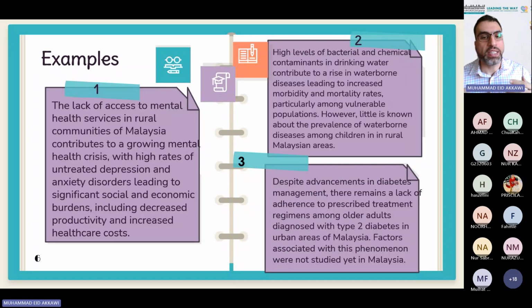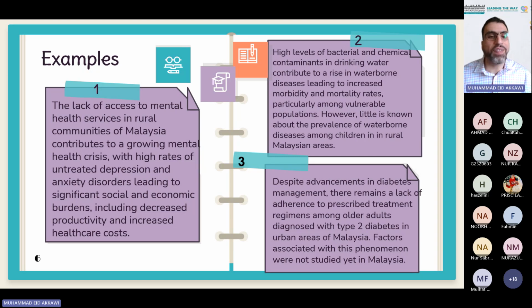So now, why? What is the knowledge gap? We'll read the next sentence. Factors associated with this phenomenon were not studied yet in Malaysia. So we know that adherence to the diabetes treatment is low among older adults in urban areas in Malaysia. This should be at the beginning. We know this information from the literature review. But what is unknown is why those people are not very adherent to their medications.